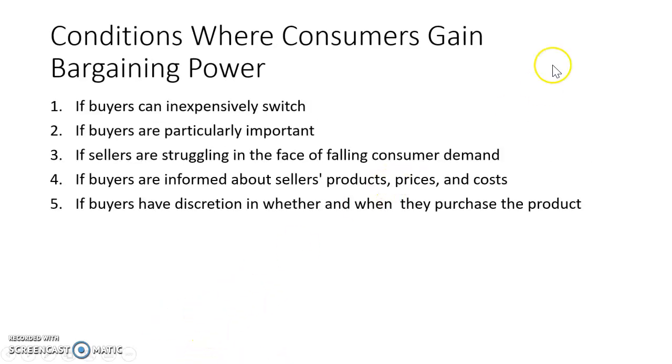All right, so consumers gain bargaining power when they can easily switch between products or services, if the buyers are particularly important, if consumer demand is decreasing, then buyers have more power. If buyers are informed about the seller's products, prices, and costs, and if the buyer has discretion over when and whether they purchase the product.